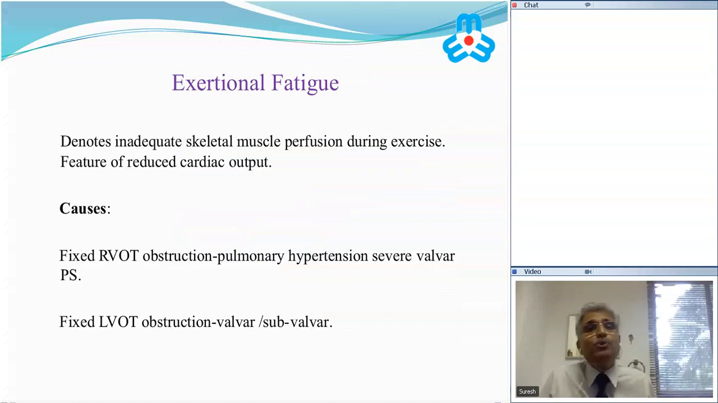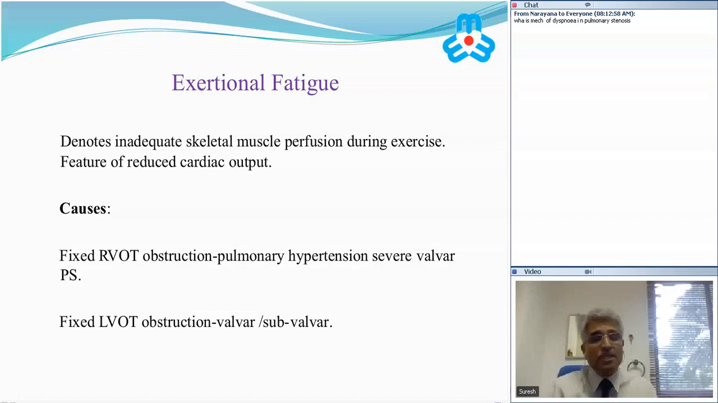Now we move to another symptom, which is exertional fatigue. This is something which you should be careful in evaluating, because fatigue is something which people very casually use. But if there is a genuine exercise-related fatigue, it denotes inadequate skeletal muscle perfusion during exercise. And this is a feature of reduced cardiac output. Either the cardiac output is fixed at rest, or with exercise, there is no proportionate rise in cardiac output.